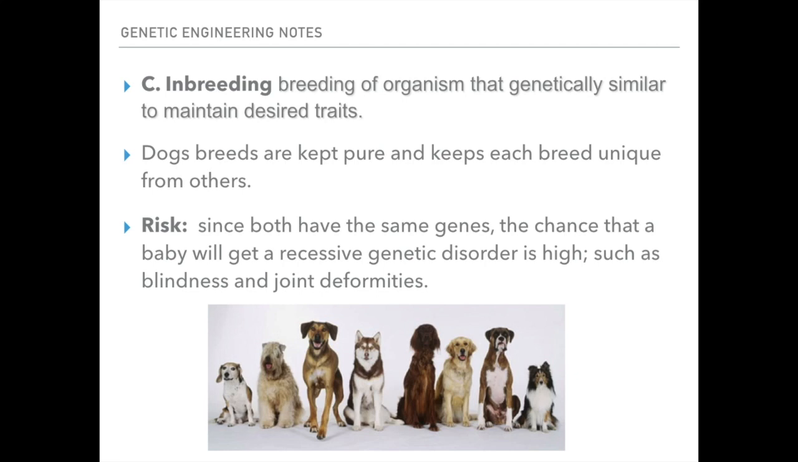Then we have inbreeding. Inbreeding refers to breeding an organism with genetically similar traits to keep it together. So it's generally staying within the family. Dogs that are bred together to keep it pure or keep its trait strong, that would be inbreeding. Now, the problem with that is if you have the same genes, you increase the chance of passing along a genetic disorder that may yield blindness or physical deformities, such as problems in the joints.